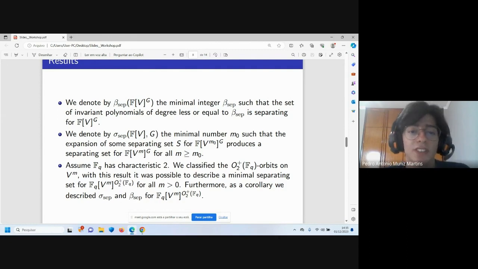Then, assuming F_q is a finite field with characteristic 2, we could classify every orbit of our vector space under the action of the O2 plus group, and with this result, we were able to describe a minimal separating set for this invariant algebra, considering m copies of the space we want. And as a corollary of these results, we could describe sigma sep and beta sep for this invariant algebra. We will explicitly define expansion later when we talk about this result.